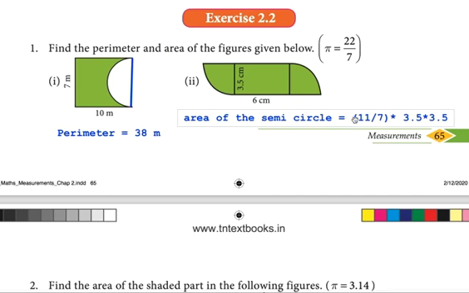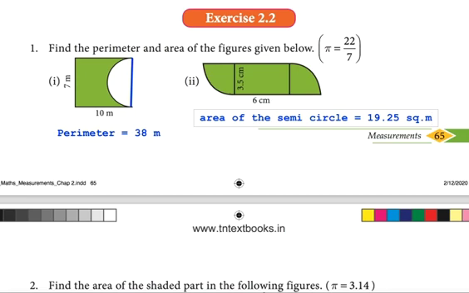I am erasing this, this is not needed anymore. How much is it? 19.25 square meter. What is the area of the rectangle? 10 into 7, 70 meter square. So the area will be 70 minus 19.25. So that area is 50.75.